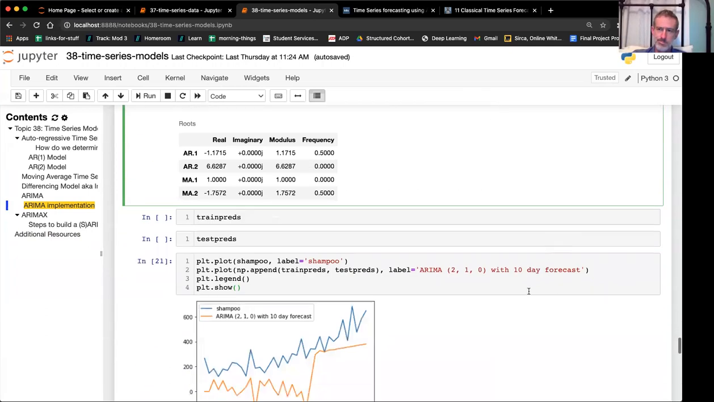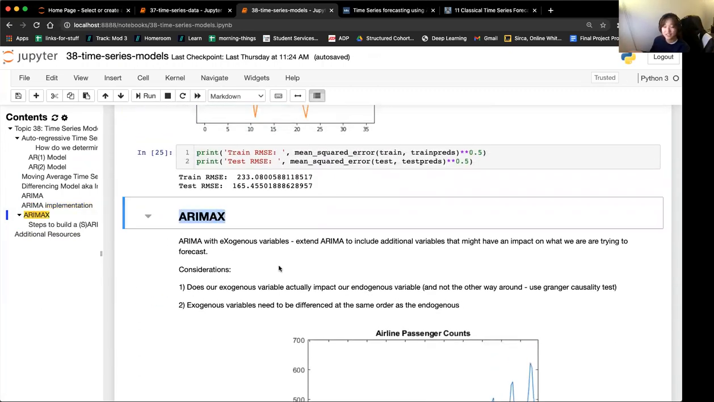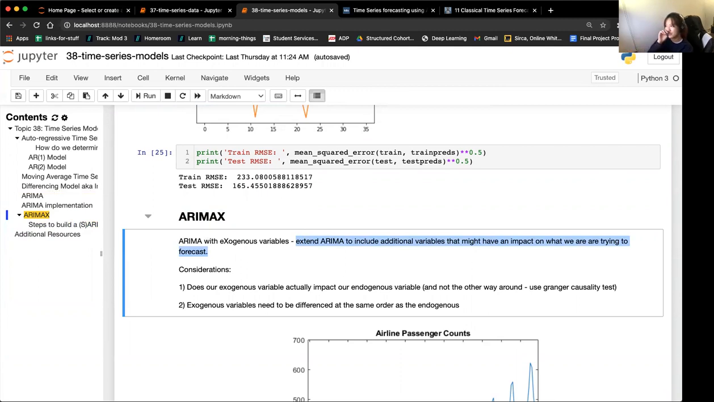All right, the rest of it is honestly just additive. The next thing we add on is exogenous variables, and the last thing we'll do is the S for seasonality. Exogenous variables let you extend ARIMA to include additional variables that might have an impact on what we're trying to forecast. For example, if you want to forecast the price of the S&P, and you think it is highly correlated, whether positively or negatively, with the price of gold, you can include that as a variable. In your output, you'll have a coefficient for the price of gold.